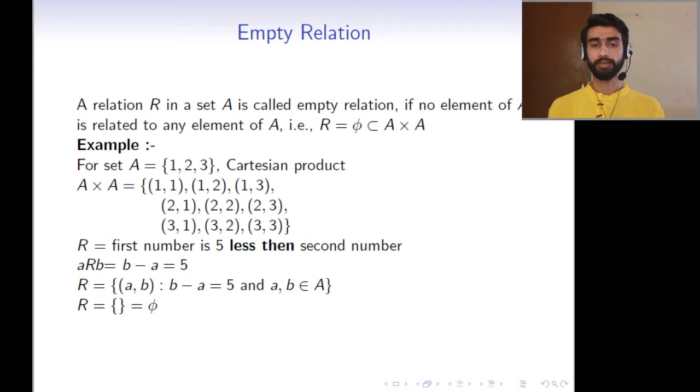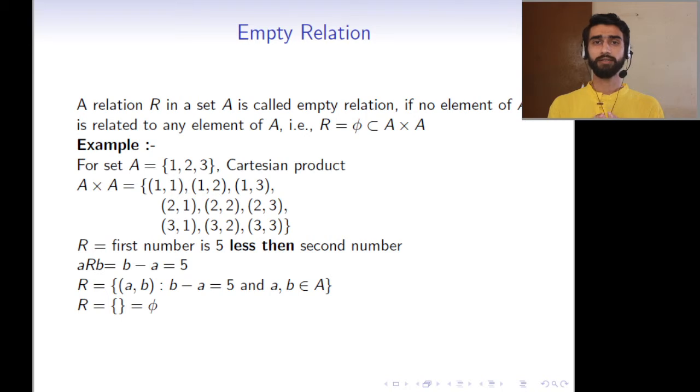Let's take an example to understand this definition. Suppose I have a set A = {1, 2, 3}. What will be its Cartesian product? It will be A cross A. First element multiplies with first element, that is (1,1), then (1,2), then (1,3). Similarly (2,1), (2,2), (2,3), and (3,1), (3,2), (3,3). These are all the possible pairs for this set. This is the Cartesian product. Now I am defining a relation R. Relation R says the first number is 5 less than the second number. Means I will take those two elements where the first element is 5 less than the second element.